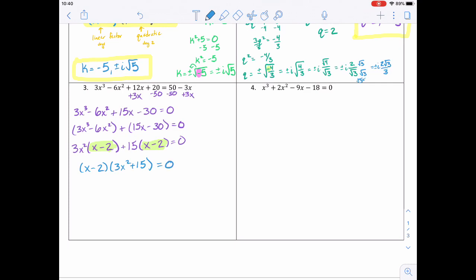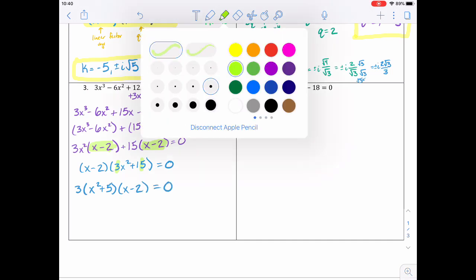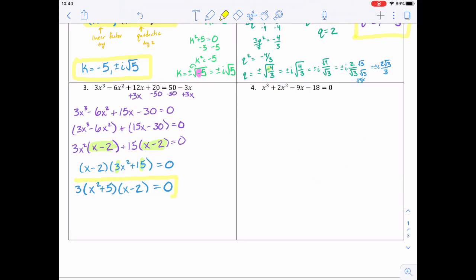Equals 0. Now we need to double check. Can we factor any further? And the answer is yes. 3 and 15 have a common factor of 3. So let's put that out front. What we'd be left with is x squared plus 5. Then we still have our x minus 2 factor. And now we can't factor any further, so let's put that in a box. This is our factorization. Now we're going to solve.